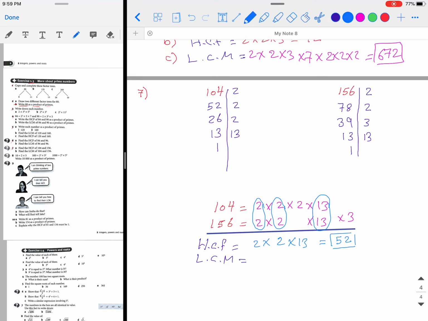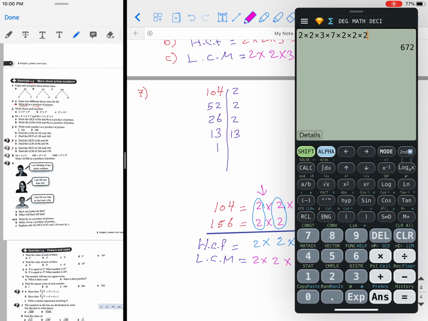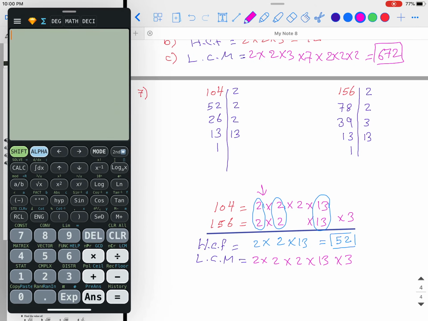Okay, and for the LCM I will take from here, it's 2 by 2 by 2 by 13 by 3. So 2 by 2 by 2, 8, multiply by 13, multiply by 3, you will get 312. 312, this is the number.